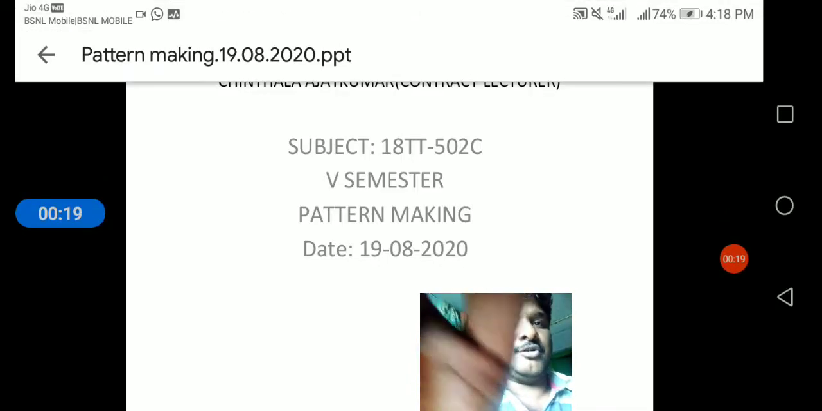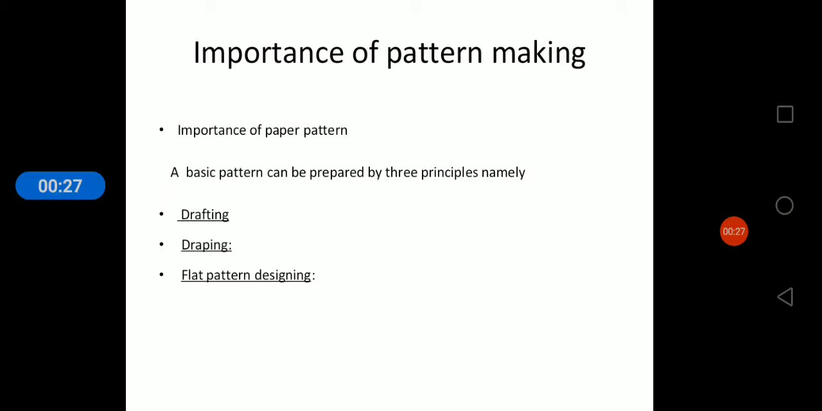Okay, first of all, now we will discuss the importance of pattern making. What is the importance of pattern making? First of all, what is meant by pattern making, we already explained in the last class. Pattern making is nothing but designing the marking. We first have to show the pattern on paper or thin layer of cardboard, and this paper or thin metallic sheet.